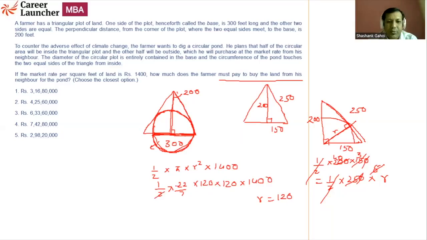So this is going to be 11. This is going to be 200. Okay, that's it. Multiply these values and you are going to get the answer as 3 crore 16 lakhs and 80,000. So that's going to be the answer of this question.